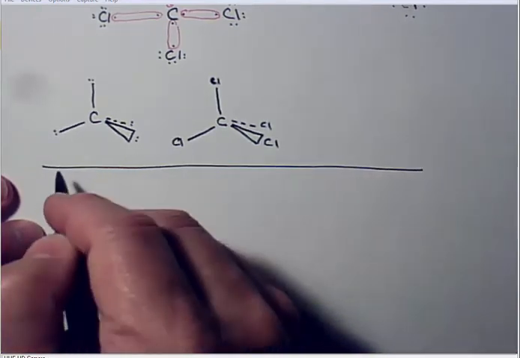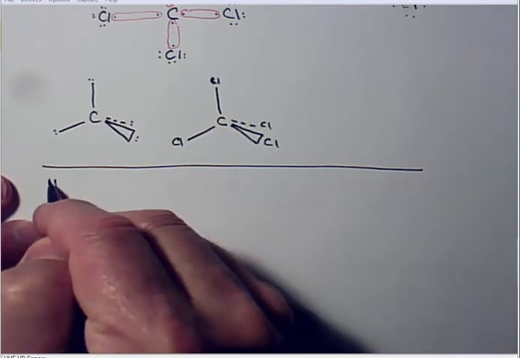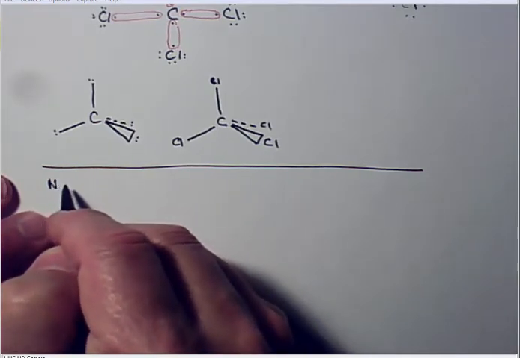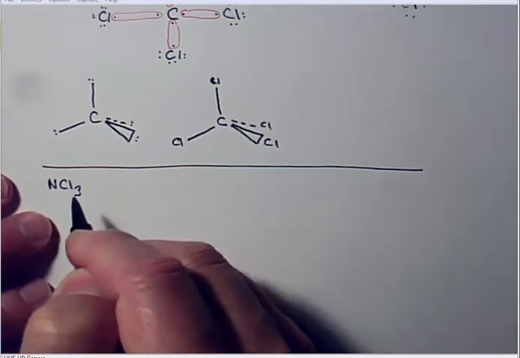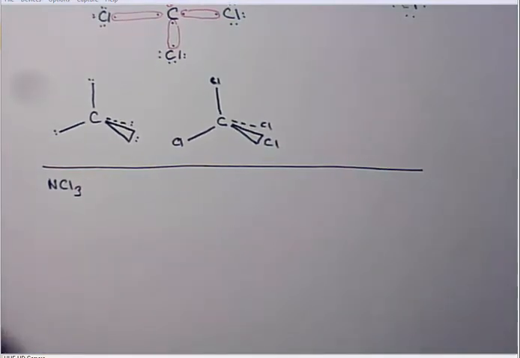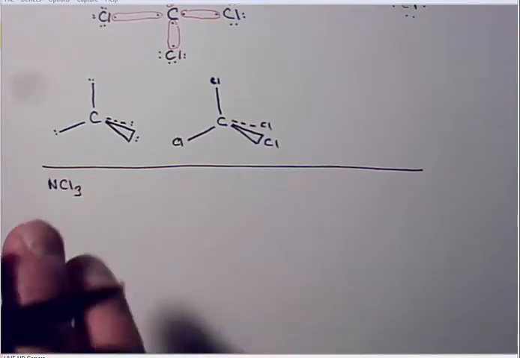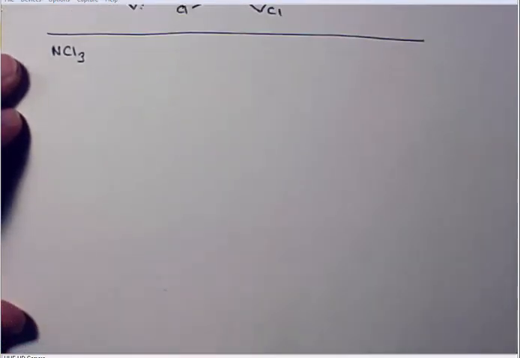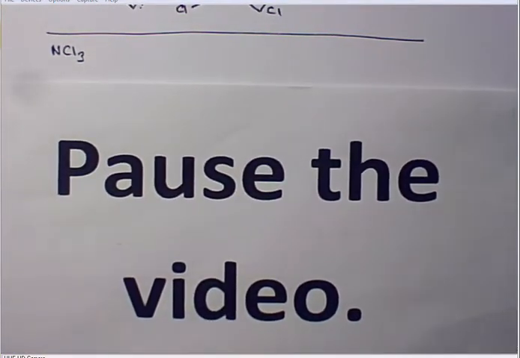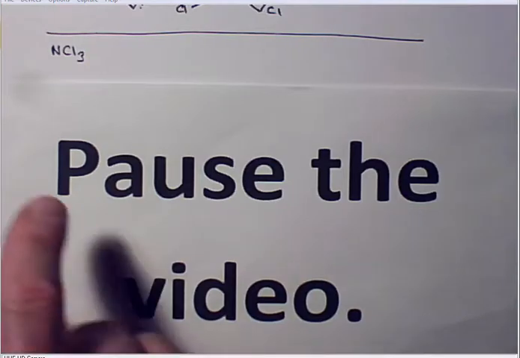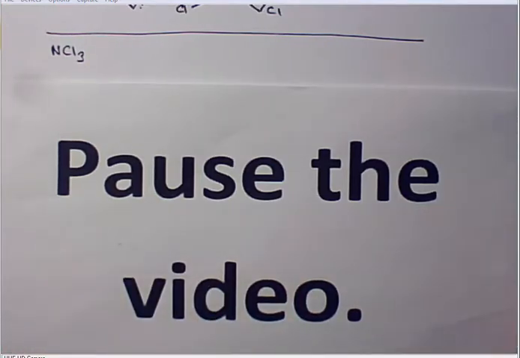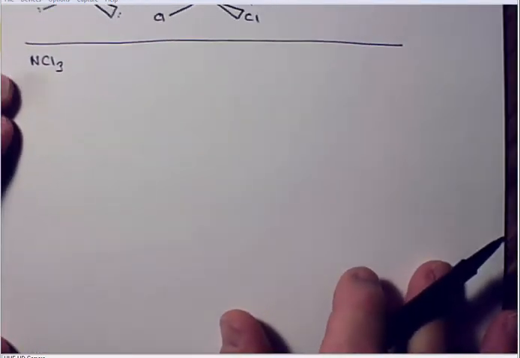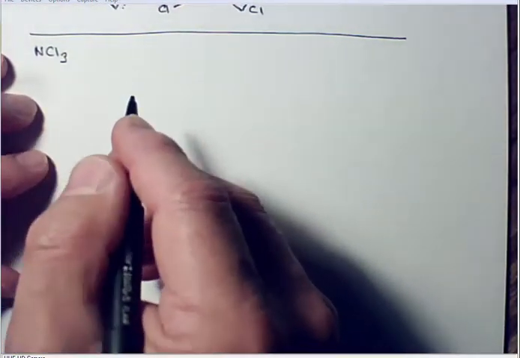Then let's do, how about nitrogen trichloride? Let's do nitrogen trichloride. Okay, I'm going to pause the video here, and I'm going to let you guys figure out the Lewis dot formula for nitrogen trichloride using the system I've taught you. All right, we're going to move along here pretty quickly, okay? So follow with me. Hopefully you've already got this.